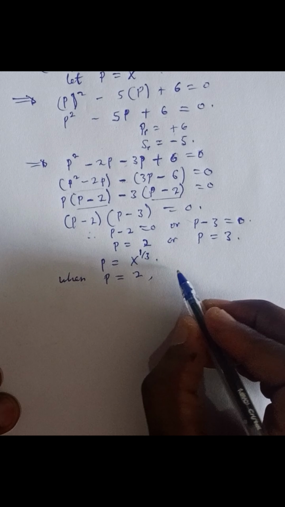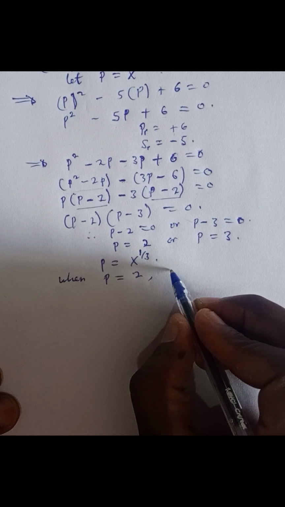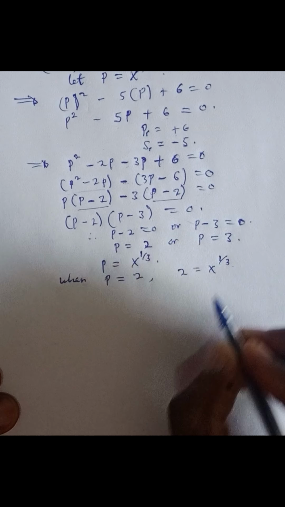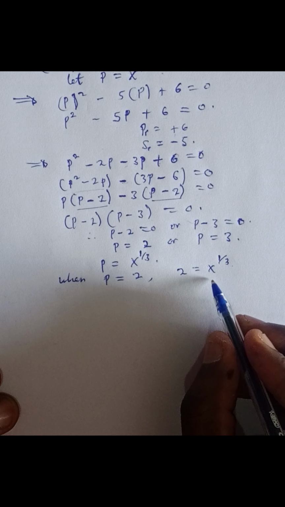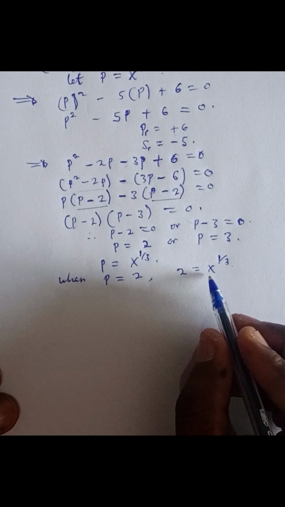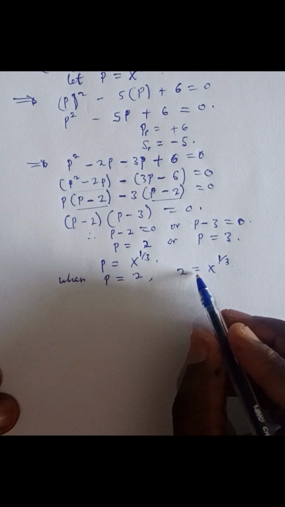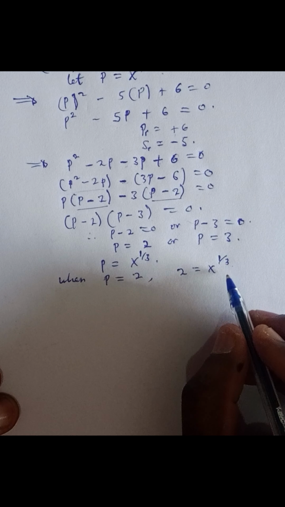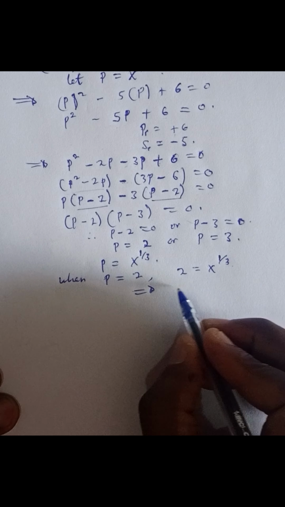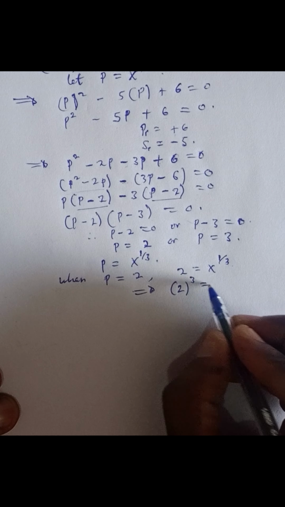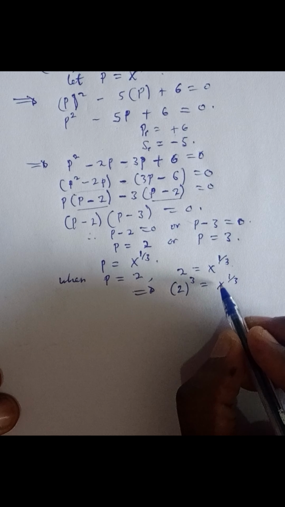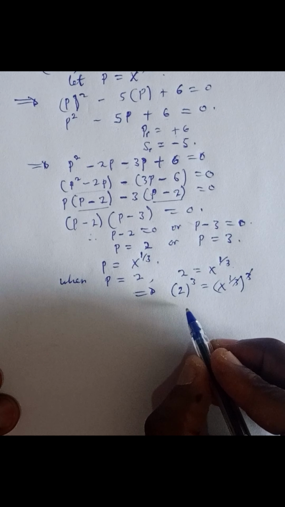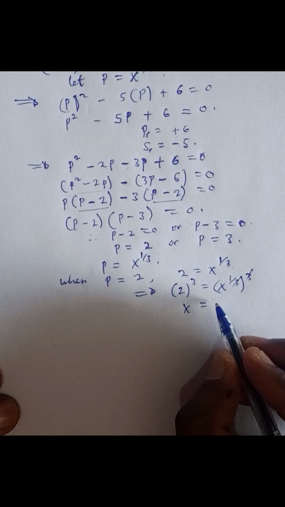All right, so when p is equal to 2, we have it that 2 will be equal to x raised to power of 1 over 3. Okay, now what will now be x, right? So we're going to find our x by what? By raising both sides to the power of 3. It implies that you have here 2 all raised to power of 3 equal to x raised to power of 1 over 3 all raised to power of 3. So that 3 will cancel 3 here, and what remains? So our x will be equal to 8.